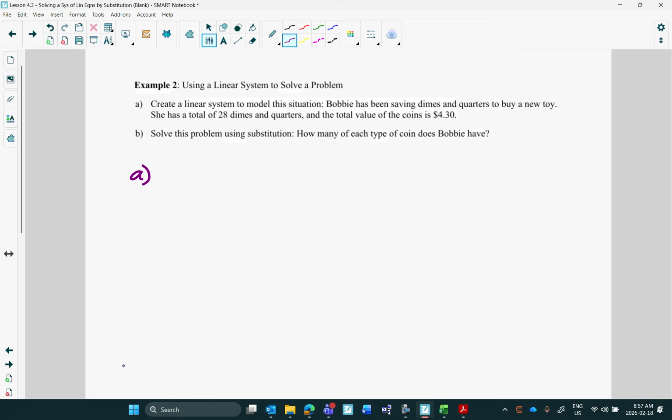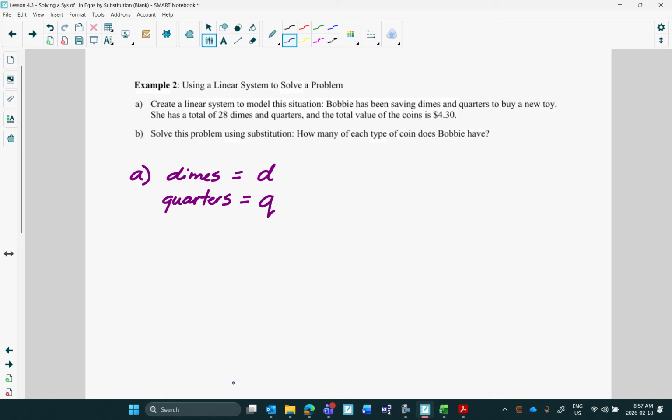What are the two unknowns? So the first thing you should do, take the two unknowns and give them variable names. Usually X and Y, but you can pick any letter you want. So just to be a little different, I'm going to pick D and Q. If you do X and Y, it's still right.